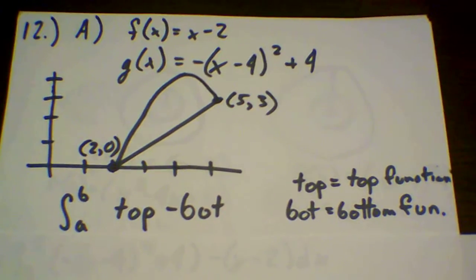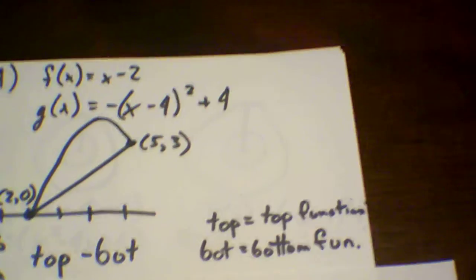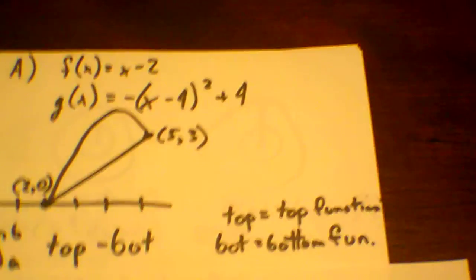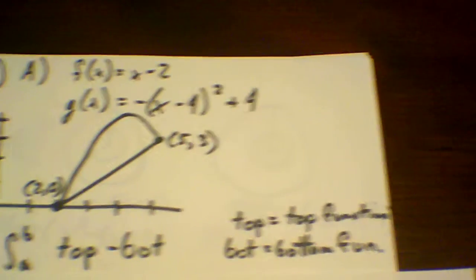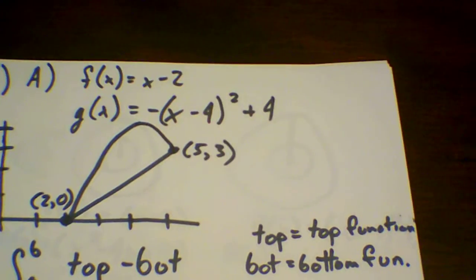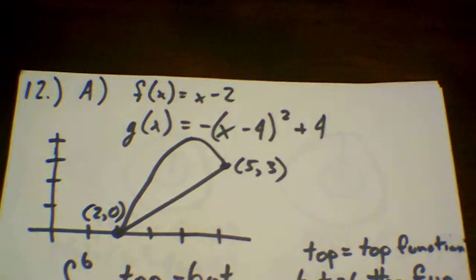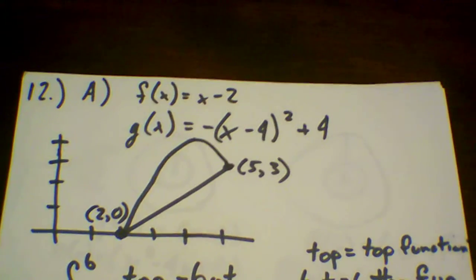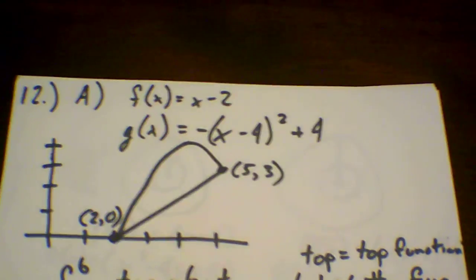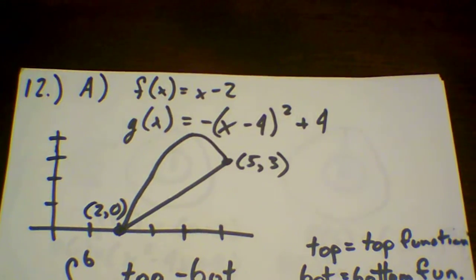Okay, so I'm going to do a video showing you how to do problem 12A, 12B, and 12C from a Cal 2 exam we just had. It was our midterm. And let's continue. So 12A, the question says, given f(x) = x - 2 and g(x) = -(x - 4)^2 + 4, make a sketch of these curves and find the area between them.